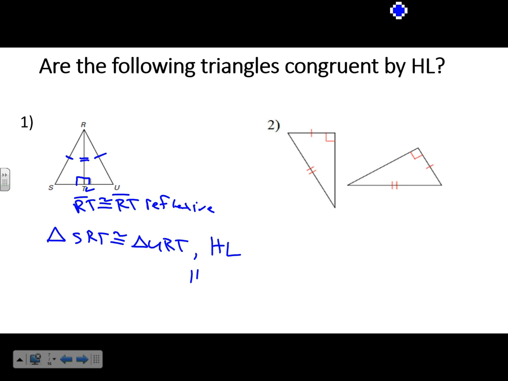And sometimes I'll put hypotenuse leg. Again, it's nice if you just put HL, that's what most people do, but just make sure you memorize what that actually stands for. What about this one? Well, we have the right angle, we have the hypotenuse, we have the leg. So those two triangles are congruent by the hypotenuse leg theorem.